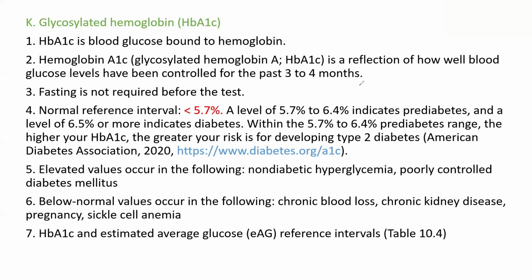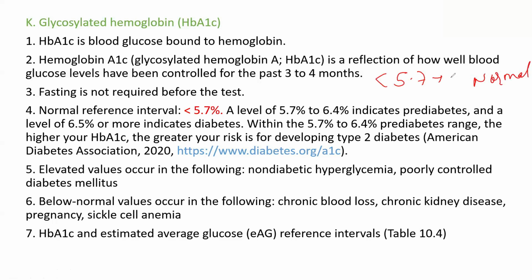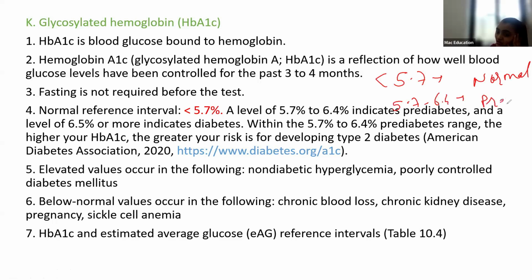HbA1c less than 5.7% is normal. If it is between 5.7 to 6.4%, then it is pre-diabetic. And if it is more than 6.5%, then the client is diabetic.